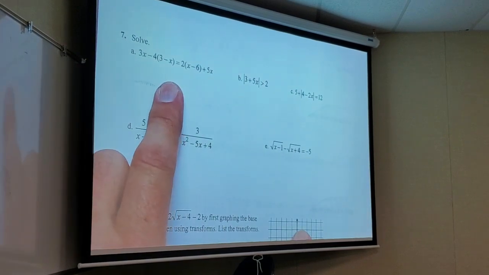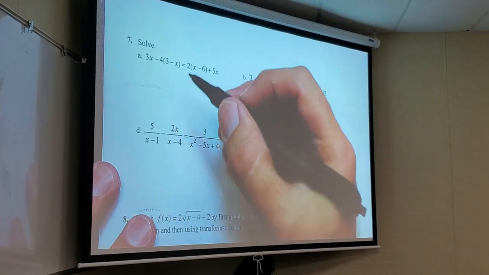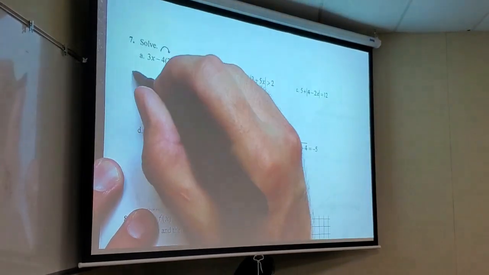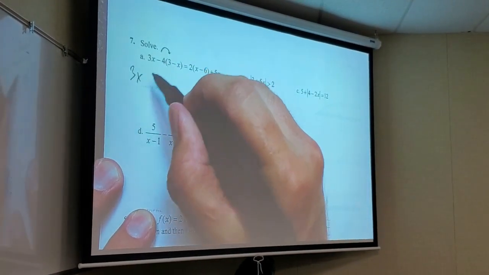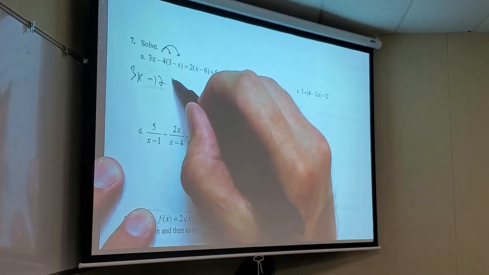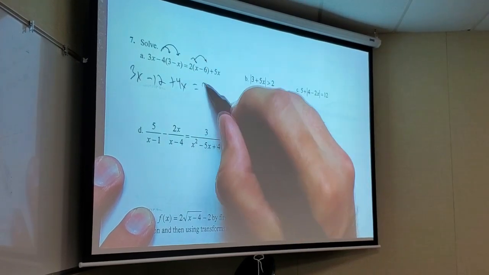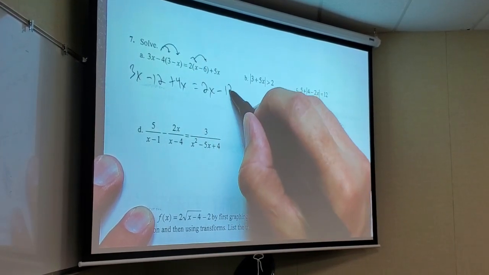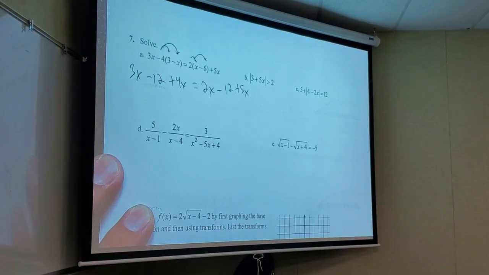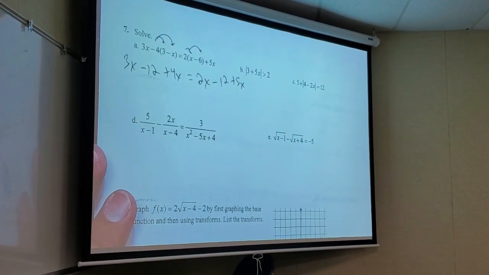So here, what do I have to do first? Yeah, this would be 3x minus 12, and then plus 4x. On the other side you could do 2x, minus 12, plus 5. Is that all right? Yes. Okay.